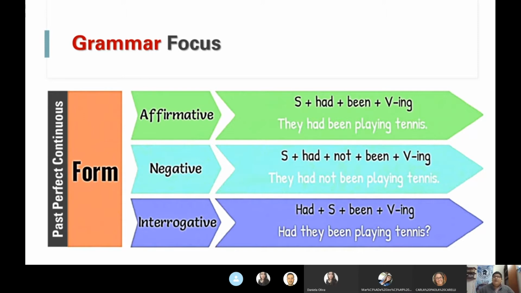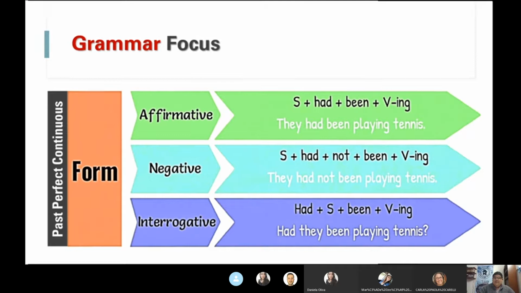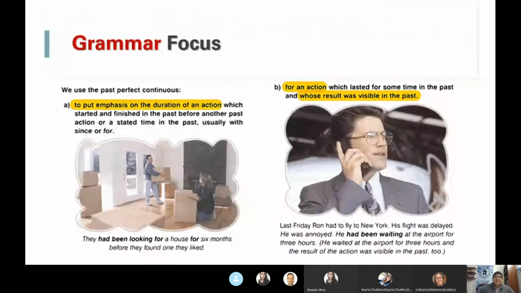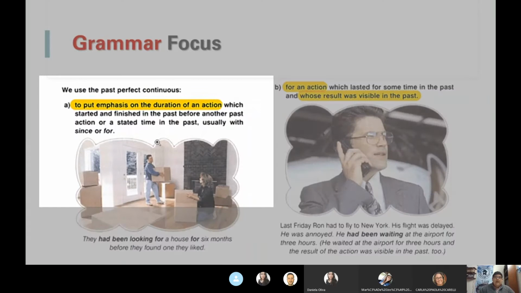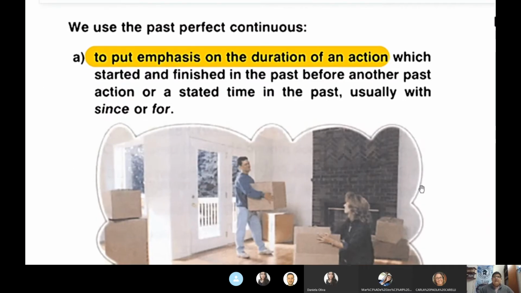The past perfect continuous refers to an action that was in progress and had a result, but before a past action or before a past event. Okay? Let's look at some examples. Here we have some theory related to it. Lucas, can you read it, please?